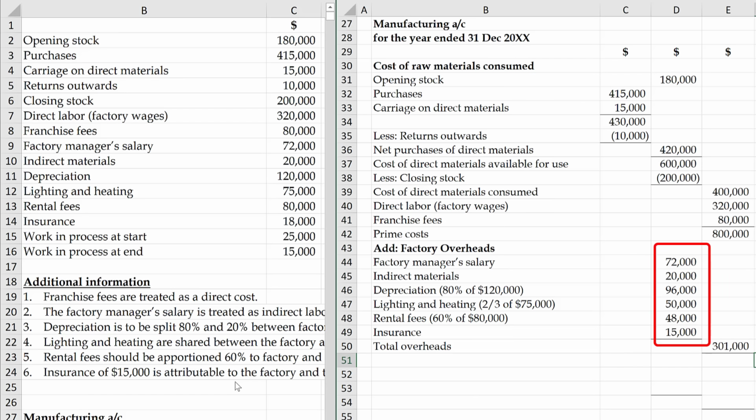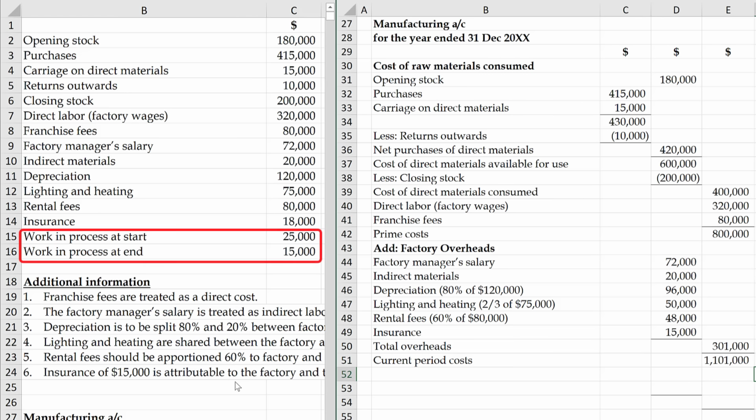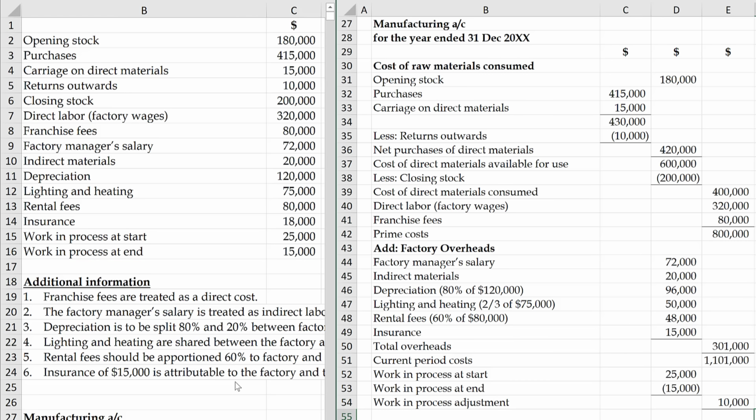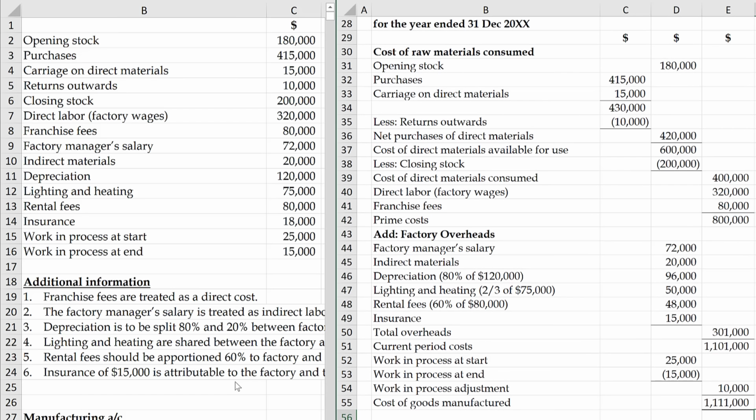So we add total overheads to prime cost and the work in process adjustment. Whether you want to do it like this, where you put the work in process at start, minus at end, and then do the adjustment, or you want to add and subtract in the same column as the current period cost, that's fine. And in this case, we end up adding, so we have 1,111,000, right, cool, as the total cost of goods manufactured.